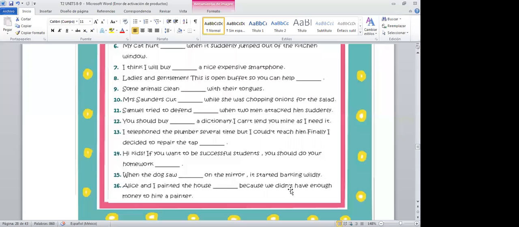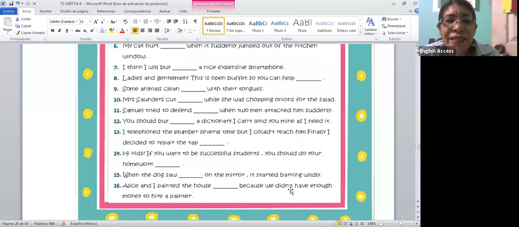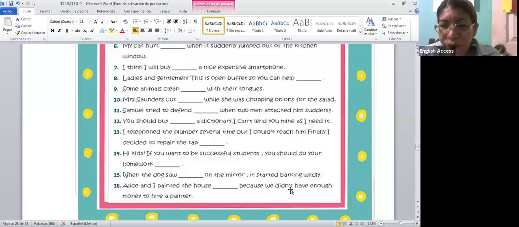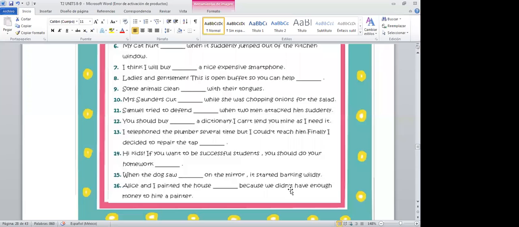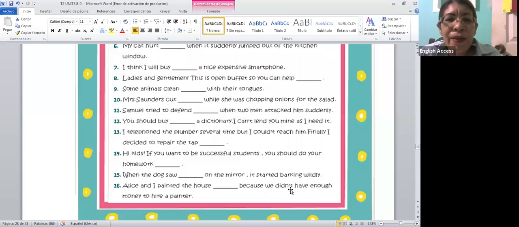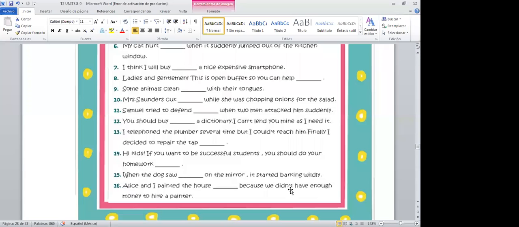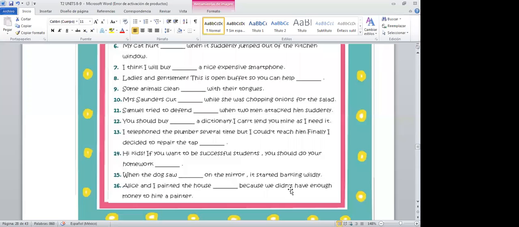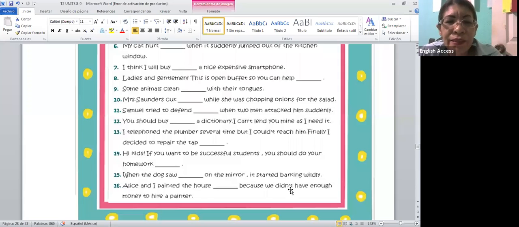Mrs. Saunders cut herself while she was chopping onions for the salad. Yes. Okay, number 11, Luis. Samuel tried to defend himself when two men attacked him suddenly. Okay, Damaris, number 12.